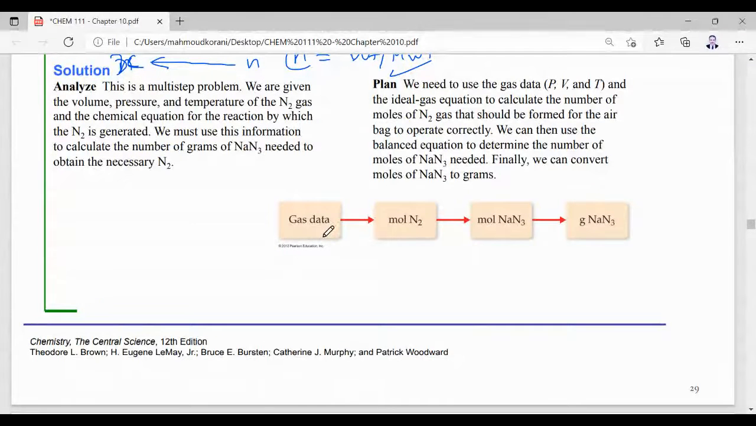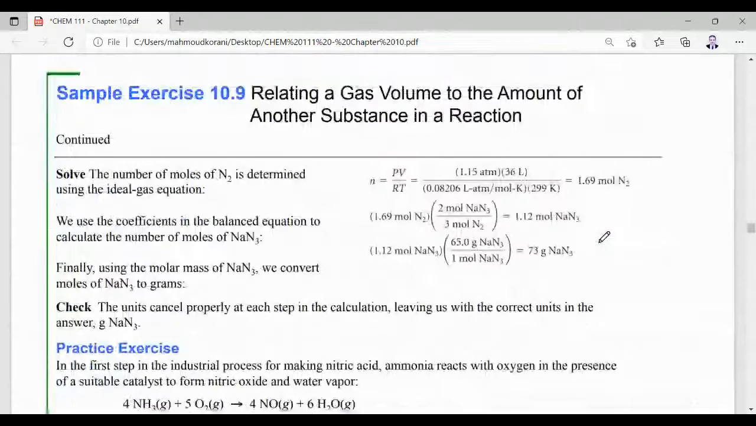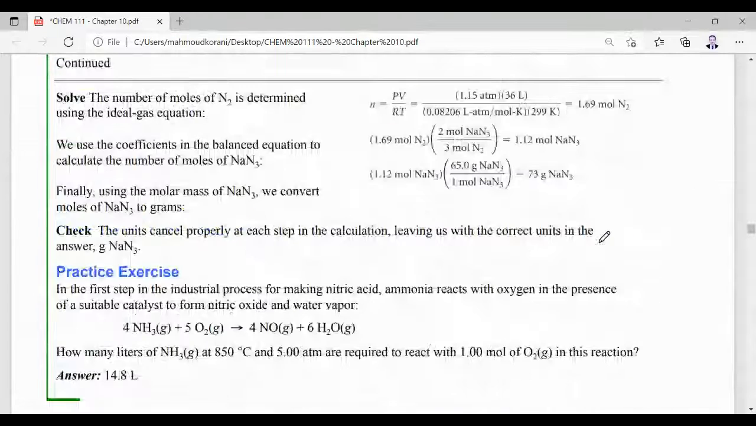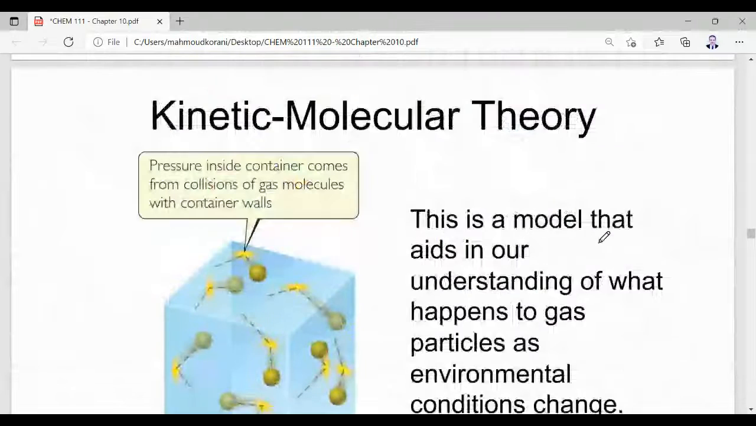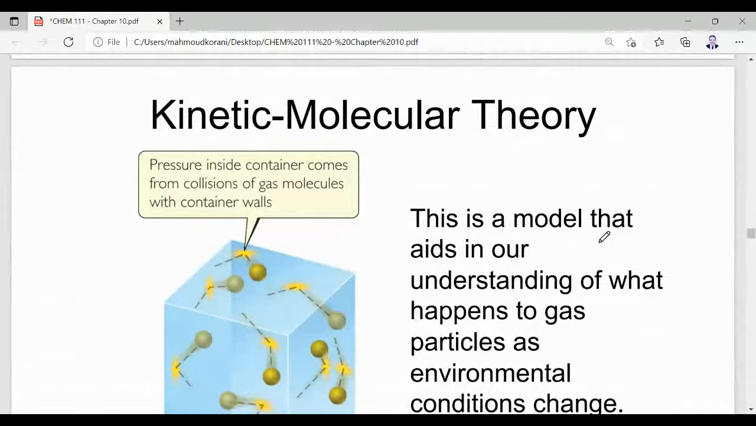From the gas data, you calculate the number of moles of nitrogen, and from the equation you calculate the number of moles of sodium azide, and you end up with the number of grams of sodium azide. This is the detailed solution of this problem. Okay, let us go to the kinetic molecular theory.